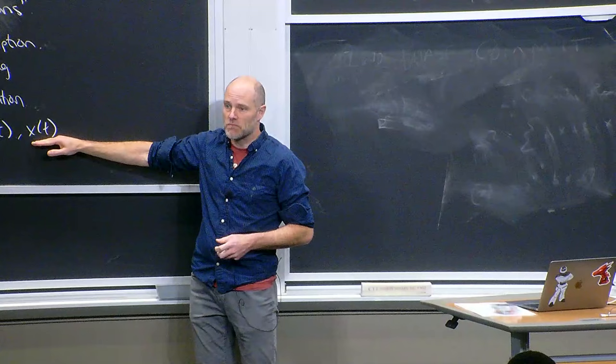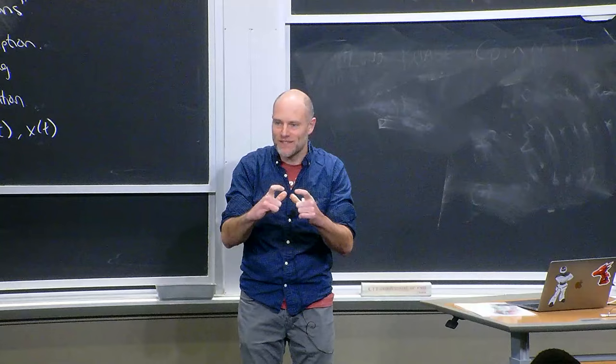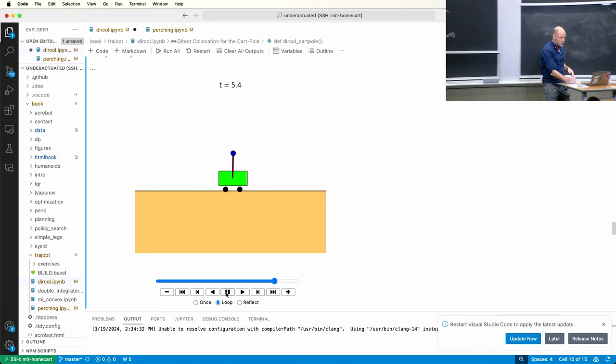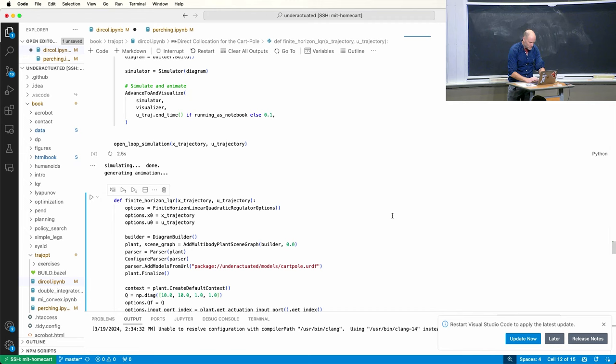If I put the cart pole in exactly the same initial conditions and I now just run a simulation, integrate forward in time with u of t as just an open loop trajectory, then that doesn't go as well.